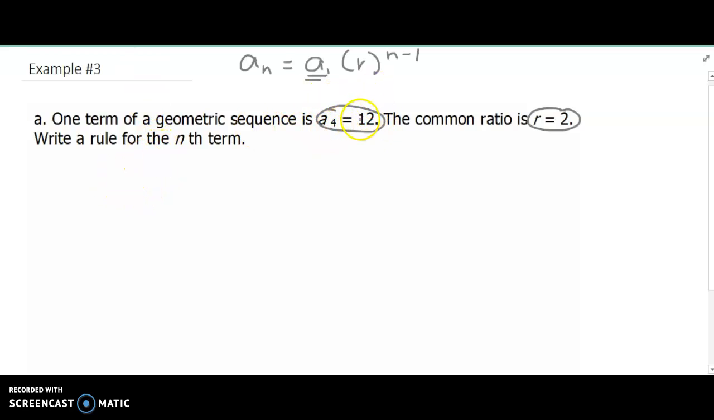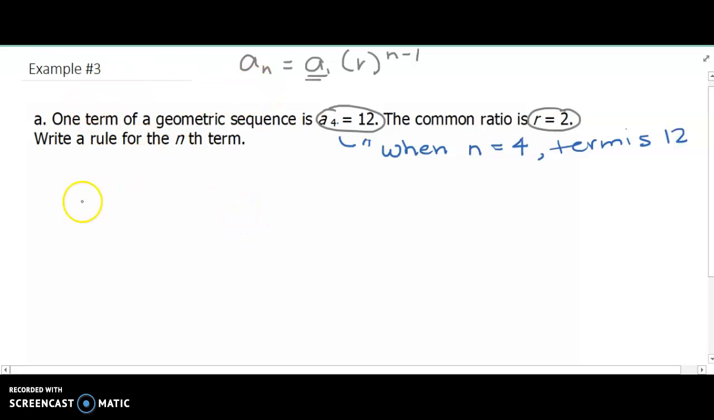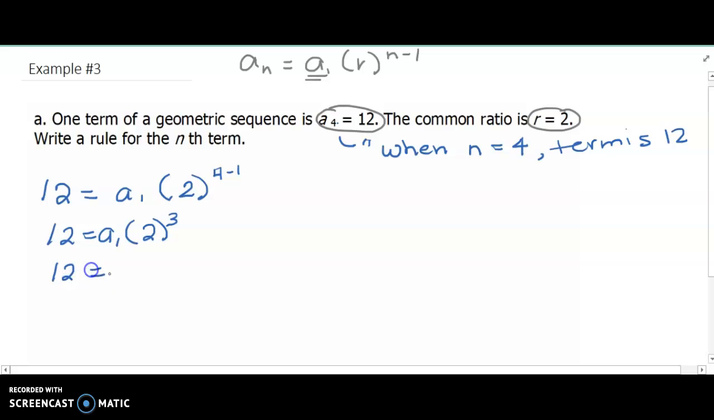We know a sub 4. We know when n is 4, maybe I should put this in words, when n is 4, the term is 12. So that means it all equals 12. r is 2. When our n is 4, so 4 minus 1. So 12 equals a sub 1 times 2 to the 3rd. Well guys, 2 to the 3rd is just 8. So to solve for a1, divide by 8, divide by 8.